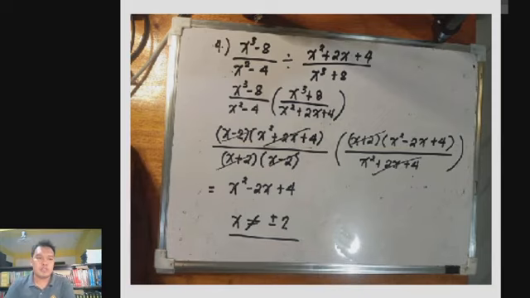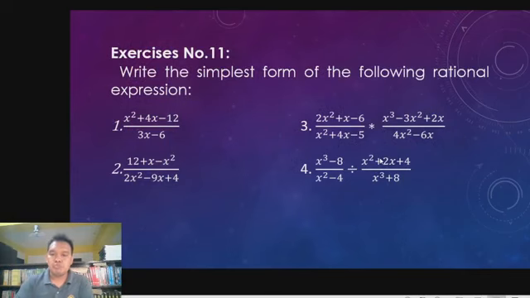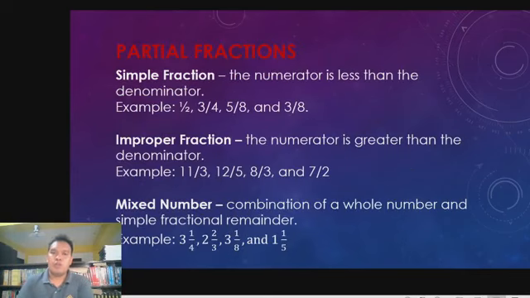Okay, so let's continue our discussion. We have partial fractions. So simple fractions, the numerator is less than the denominator. So may example tayo dyan. Pinagdaanan natin yan ng elementary, kaya hindi ko na masyadong discuss yan. We have also improper fraction. So sa improper fraction, the numerator is greater than the denominator. Then the mixed number is a combination of a whole number and a simple fraction remainder, no? So yan, may mga examples naman dyan para mas maintindihan nyo kung anong itsura ng simple fraction, improper fraction, and mixed number.